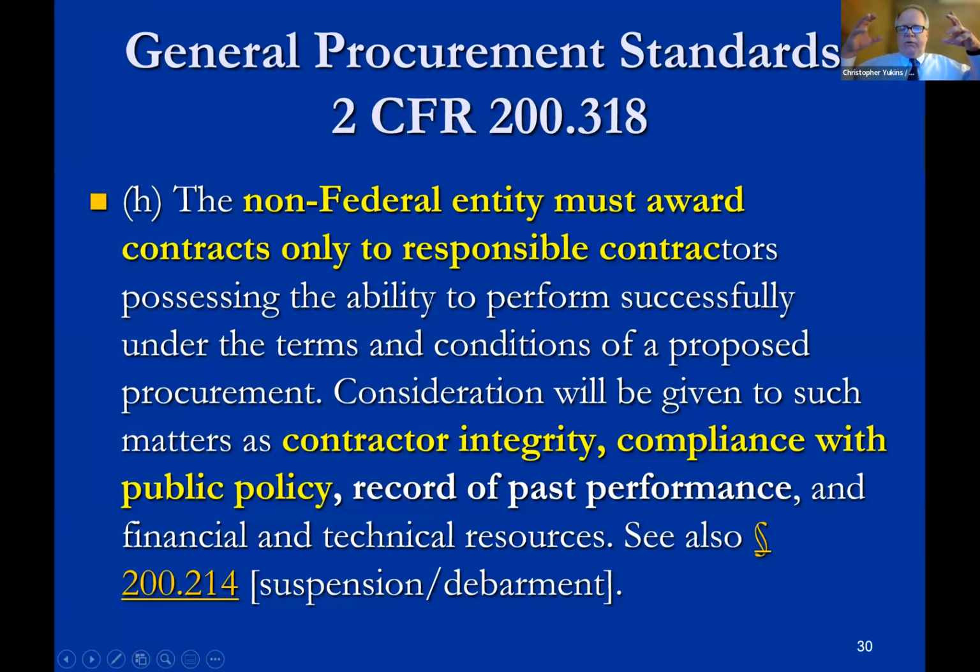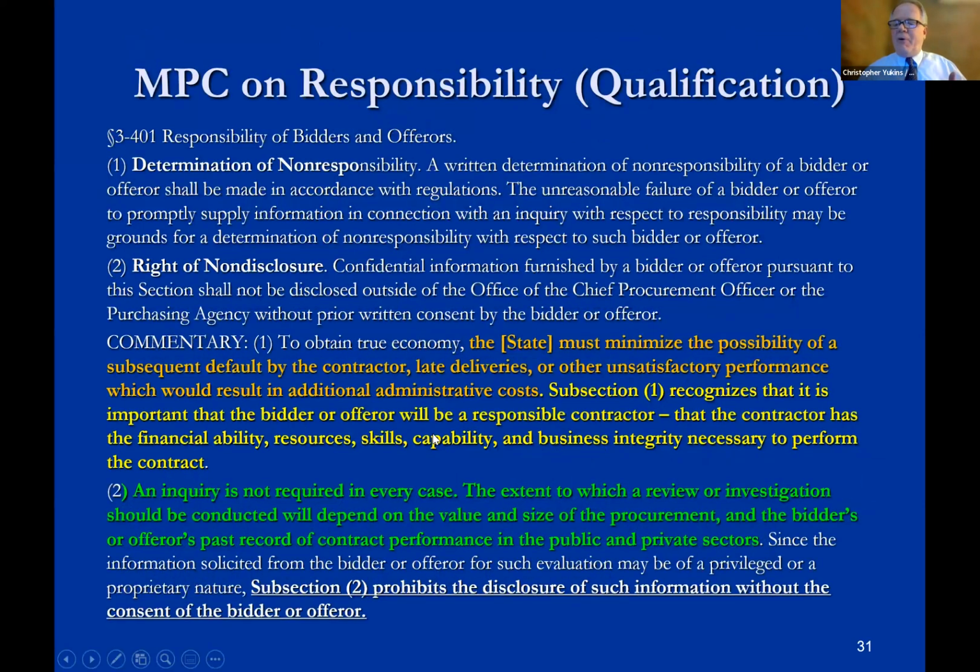So in that light, where we're dealing with risk mitigation, we come back to the standards from OMB. The standards said the non-federal entity can only award contracts to responsible contractors, and consideration will be given to such matters as contractor integrity, compliance with public policy, etc. So the practical problem is, and Yolanda, this is a hard question for you, I'm going to throw this at you. In some ways, I'm cheating here, Yolanda, because this is stuff that I've been working on. While you've been training at the Army, I've been goofing around with these slides.